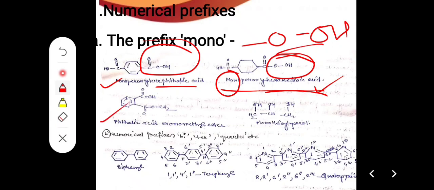Then there is phthalic acid. Ignoring the spelling mistake, if we pronounce this, we have to say phthalic acid. So, phthalic acid monomethyl ester. This is not CH2, this should be CH3. This term is used one and only one time, and only one methyl ester is present in that case. So that's why we say monomethyl ester. Phthalic acid monomethyl ester.